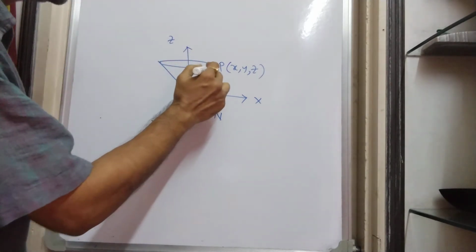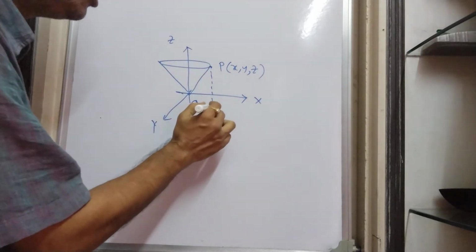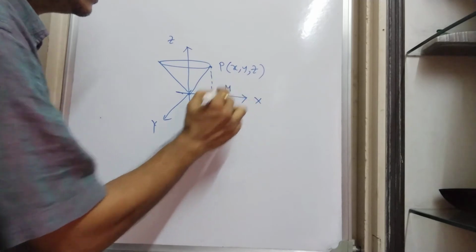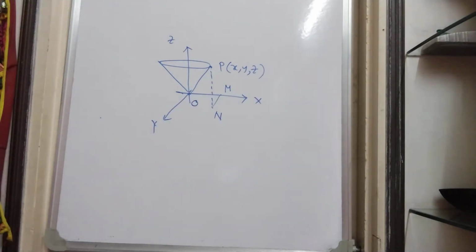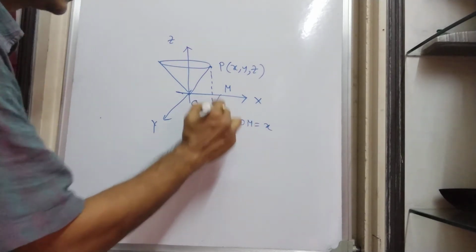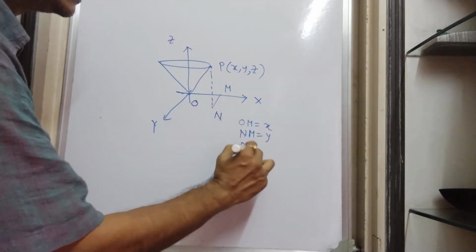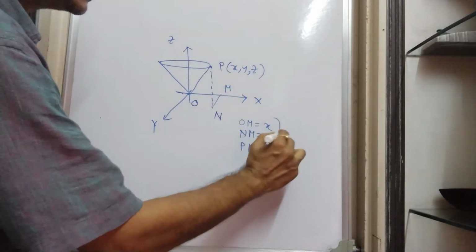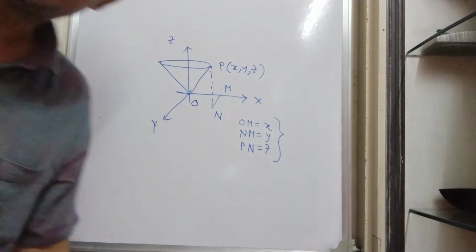Now we drop the perpendicular PN upon the XOY plane from the point P, and then we drop a perpendicular NM upon the x-axis. So obviously the coordinates of this point specify that OM is x, NM is y and PN is z. This is as far as our concept of coordinate geometry is concerned.